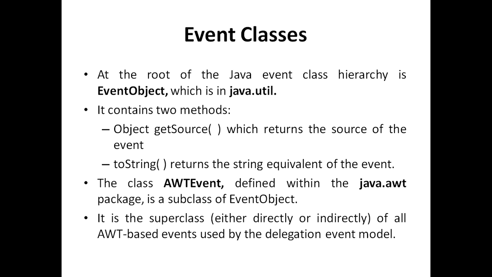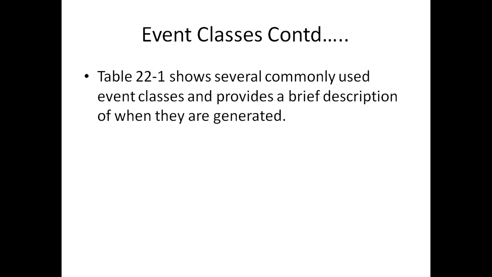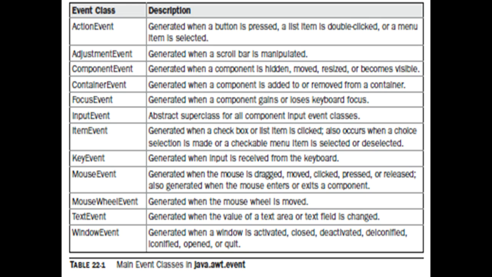The class AWTEvent, defined within the java.awt package, is a subclass of EventObject. So first we have a superclass called EventObject, and from that we have derived a subclass called AWTEvent. It is a superclass, either directly or indirectly, of all AWT-based events used by the delegation event model. So now we'll see what event classes are available in this java.awt package which we can use in a program. So here is a table.